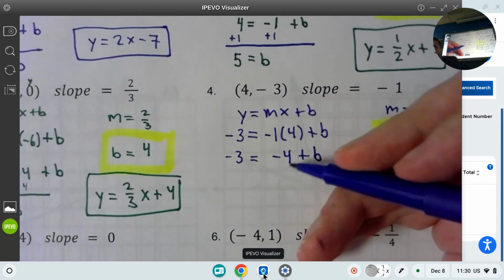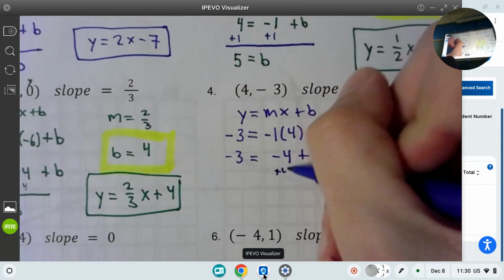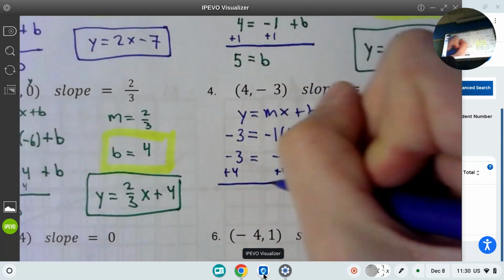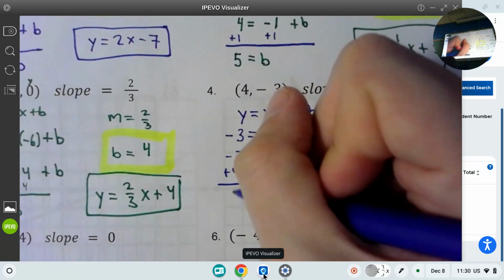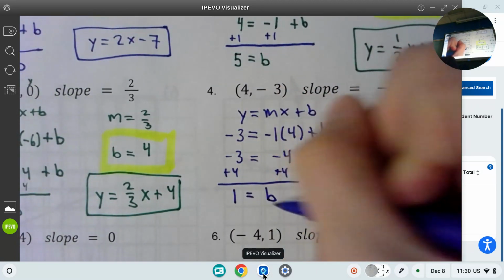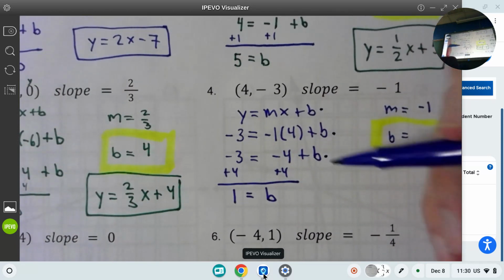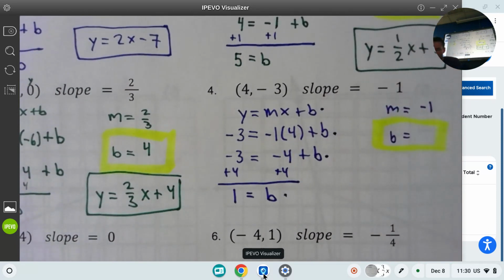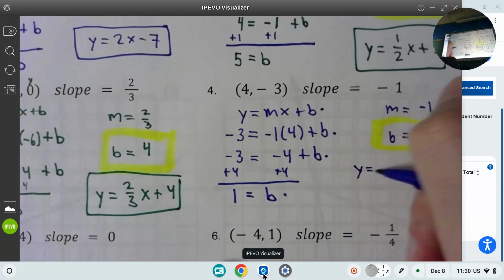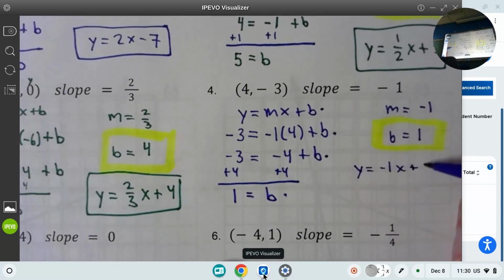And then we're going to want to add 4 to the other side. And what is -3 plus 4? +1. And make sure that you have b, b, b, b the whole time. So your b is equal to +1. My equation: y equals -1x plus 1.